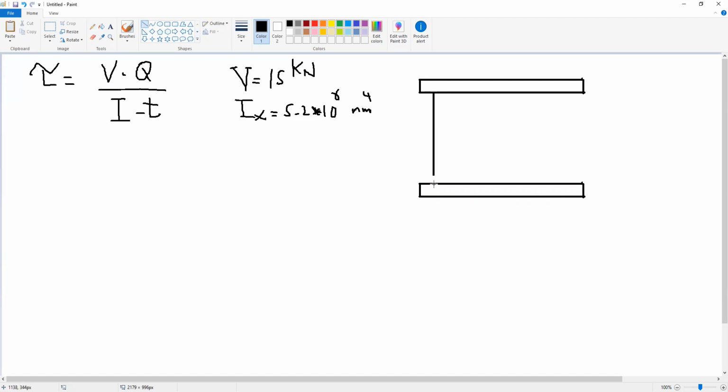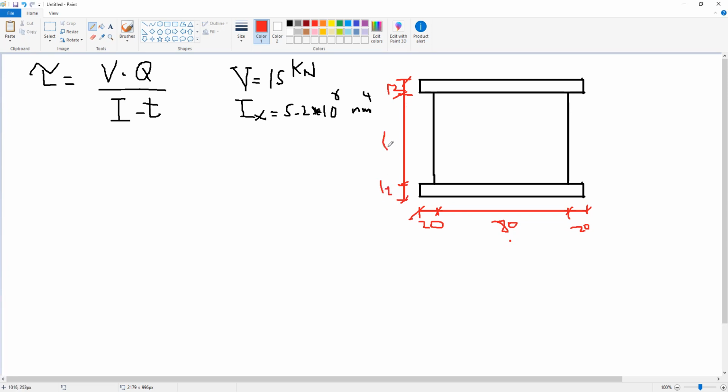So this is our section. Okay, and the dimensions of this section are 20 millimeter, 80 millimeter, 20 millimeter, and here we have 12 millimeter, 12 millimeter, and 60 millimeter.